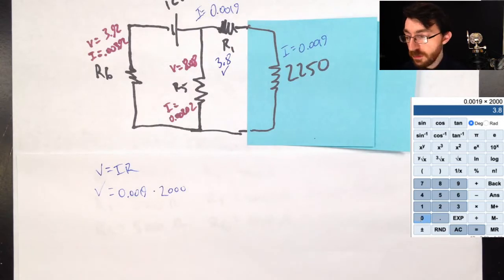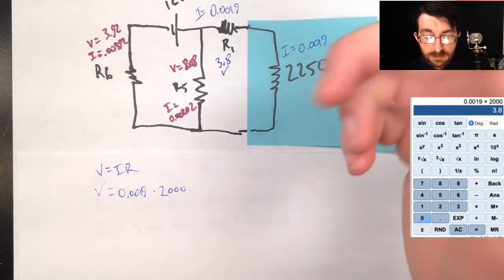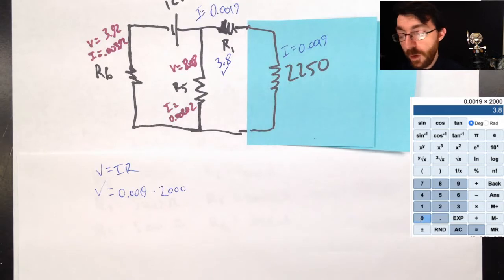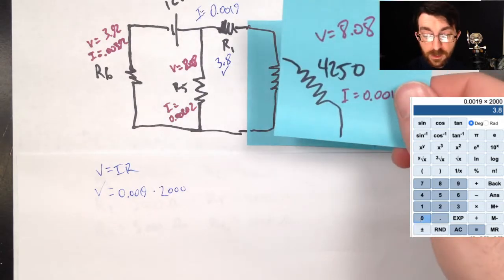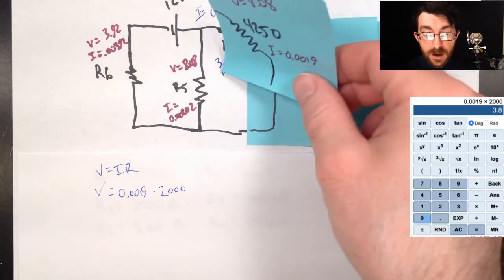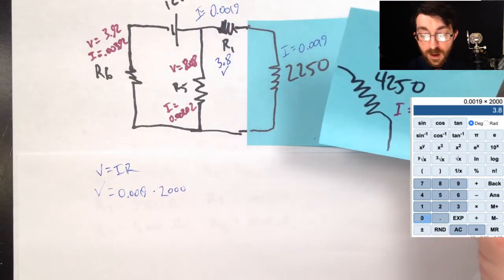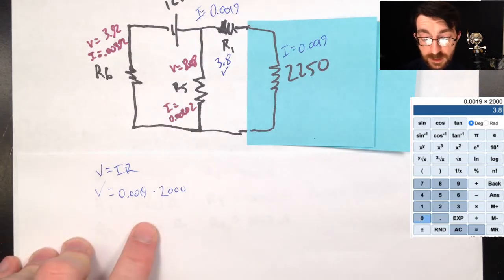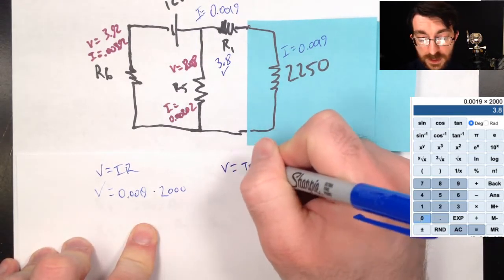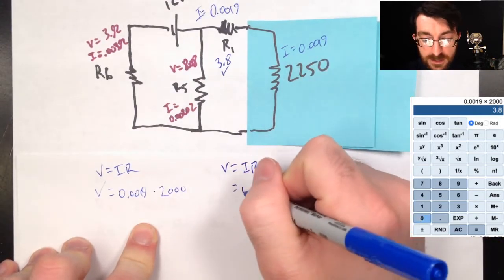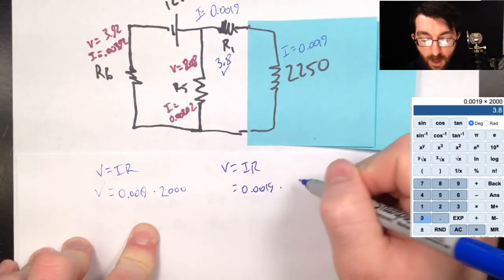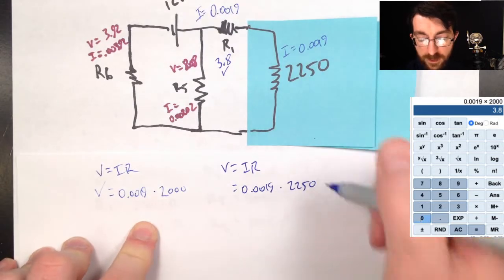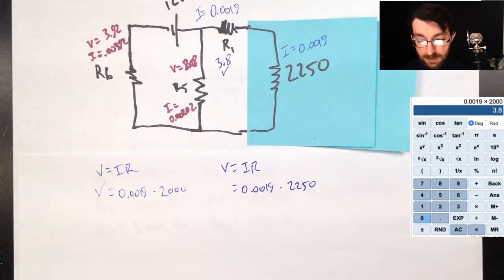Okay, so what about this? Well, once again, Ohm's law. Or we could remember that there used to be 8.08. Now there's 3.8, which means there's a little bit more than 4 volts here. But you know what? I'm not going to go by my intuition. I want to be really rigorous and make sure I get all the decimal places. So let me go ahead and do V equals IR. I is 0.0019. R is 2250. Like I said, it should be a little bit more than 4.